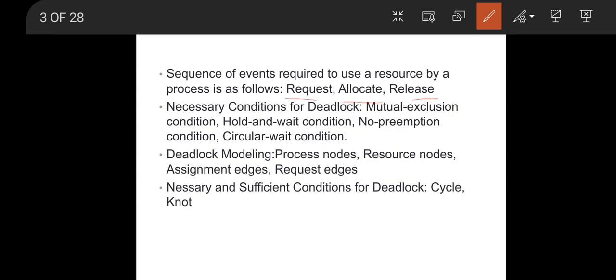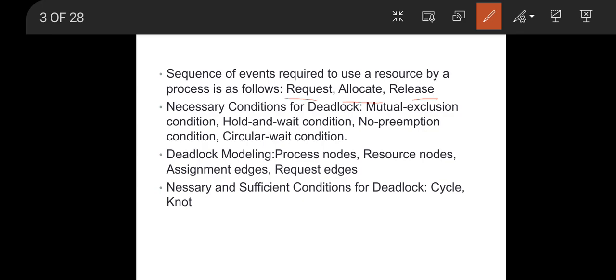Now, what are the necessary conditions for deadlock to occur? In a system, if deadlock has to happen, then there are 4 conditions that have to exist in that system. If any of these 4 conditions is not valid for that particular system, then the deadlock condition in that system will never occur. The 4 conditions are mutual exclusion, hold and wait, non-preemption, and circular wait.